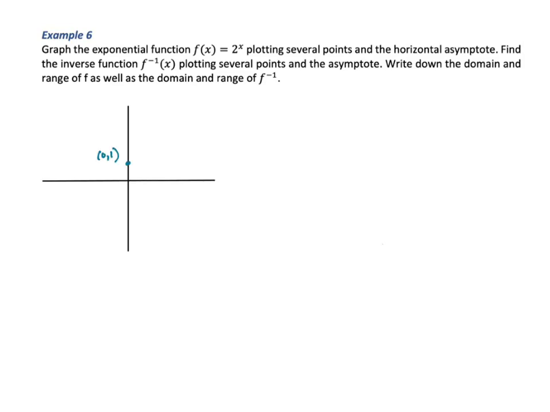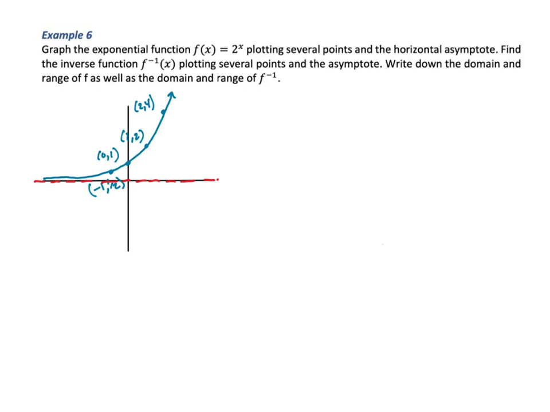0, 1 is on our 2 to the x function. We've got 1, 2, and we've got 2, 4 on there, and we can go backwards also. We can go -1 would be a half, and we've got our exponential function here. We can also put in the asymptote. The horizontal asymptote is the x-axis there.